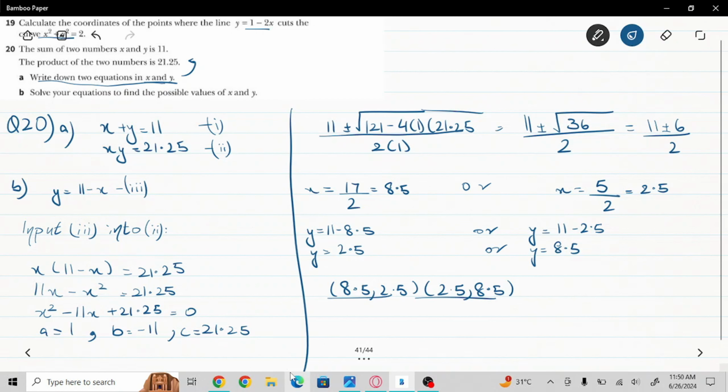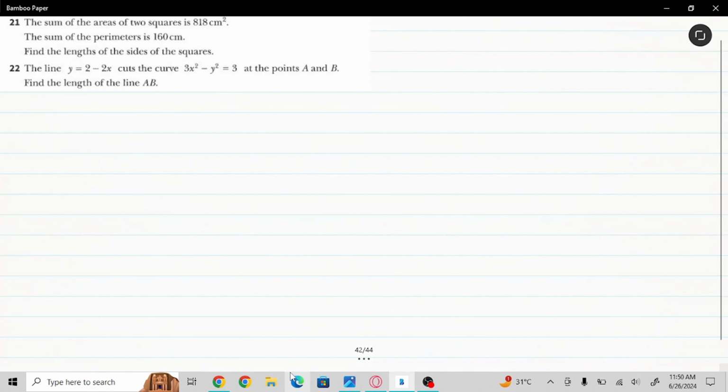That's it for question number 20. Let's proceed to question 21. For question number 21, the question tells us that the sum of two areas is 818 centimeters squared, and the perimeter of these two squares is 160 centimeters. They have asked us to find the length of the sides of the squares.